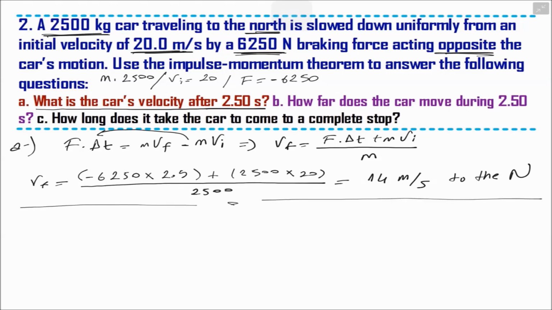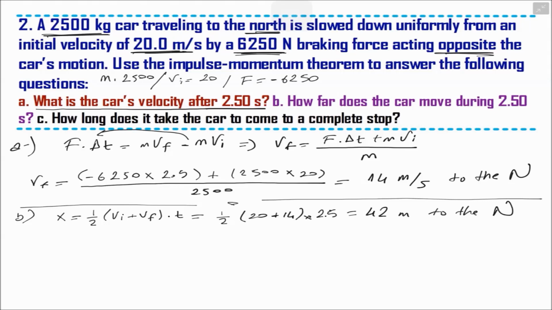And at part B it says, how far does the car move during the 2.5 seconds? So we have to use kinematics equations. x equals half times v initial plus v final, times t. So if we substitute the values: half times initial 20 plus final, as we calculated, 14, times 2.5. So the result will be 42 meters to the north again.